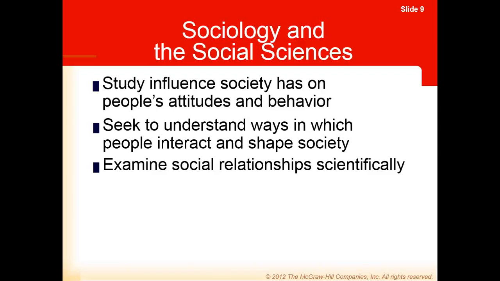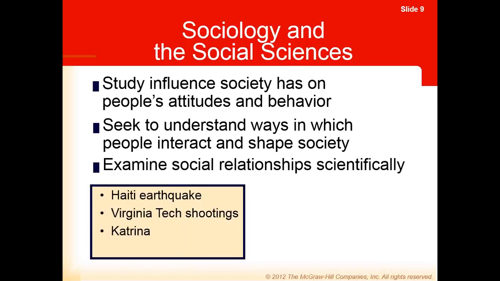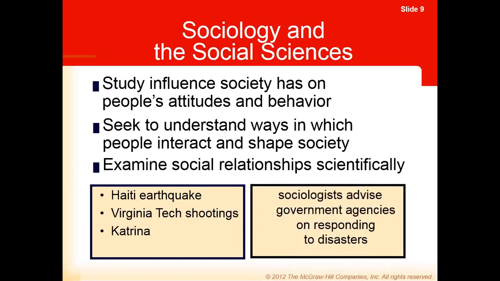I mentioned that we practice this scientifically, right? So we're examining social relationships scientifically. If you think about it, sociology, broadly speaking, studies anything people do. There are researchers right now looking into natural disasters, like how people react to the Haiti earthquake, how people react in social disasters, I guess, for lack of a better term, such as the Virginia Tech shootings, and again, another natural disaster, Hurricane Katrina.